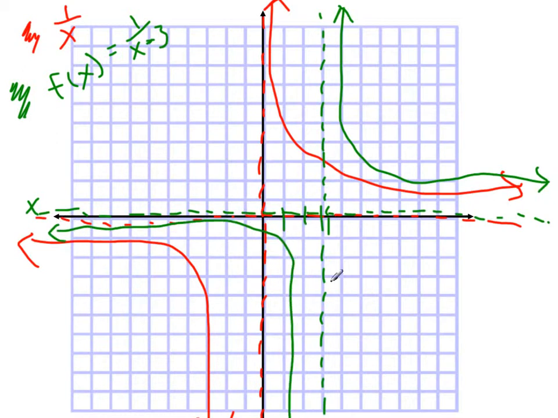So there it is. Now f inverse, let's put it in blue because it's a pretty color, is equal to 1 over x plus 3. And let me double check that because I forgot.